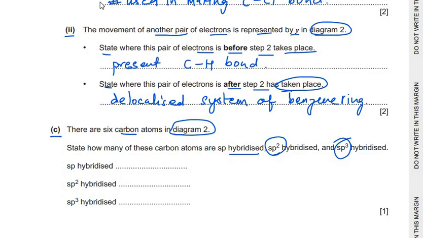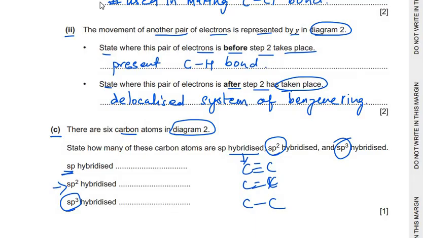Now, in short, what I generally use to explain to my students is that whenever we have a C triple bond C, this is an sp hybridized state of carbon, because that is how the bonds form, because of the hybridization of s and p orbitals. But if we have C double bond C, then it is sp2 hybridization, and when we have C single bond C, then it is sp3 hybridization.